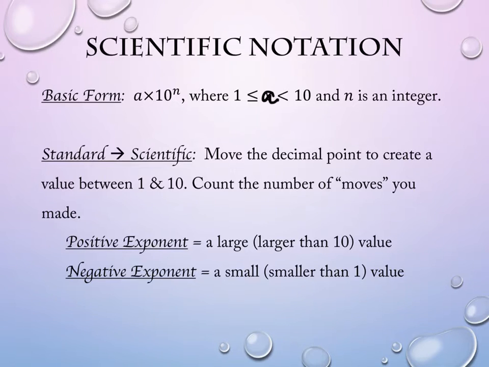Okay, you'll count the number of moves that you made, right? How many locations that decimal point changed position. If you have a large number to start with, your exponent's positive. If you have a small number to start with, your exponent's negative. And I've clarified for you what I mean by small and by large, because those are relative phrases. But large means larger than 10, and small means smaller than 1. Okay, it's all based on those numbers 10 and 1.